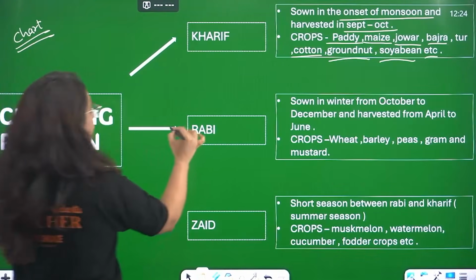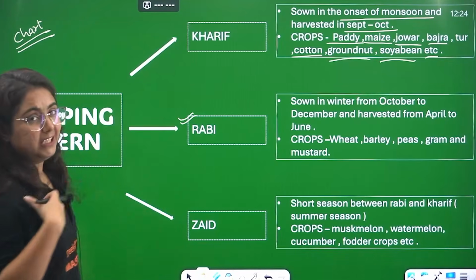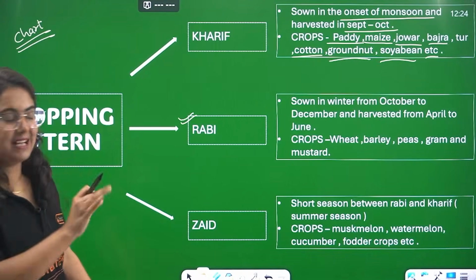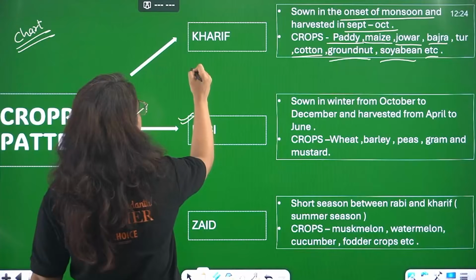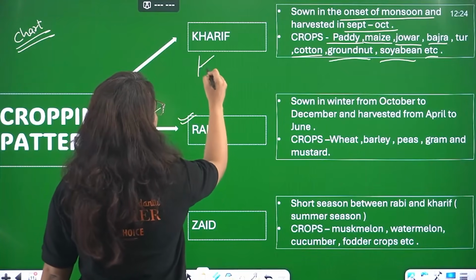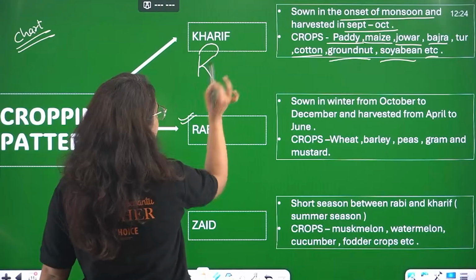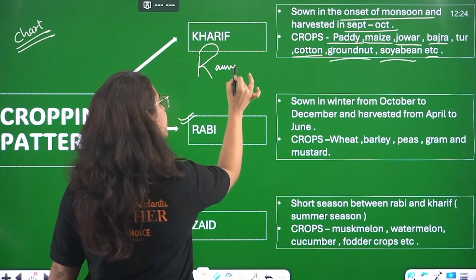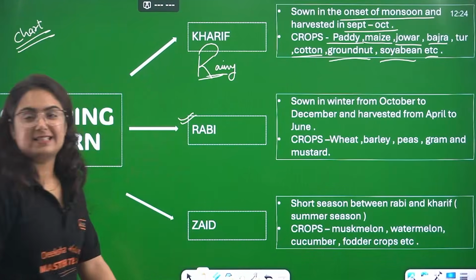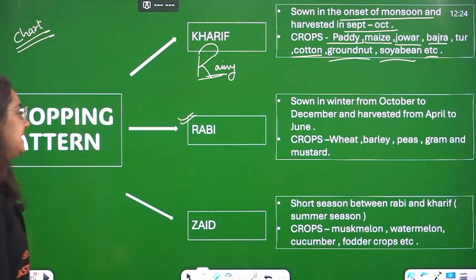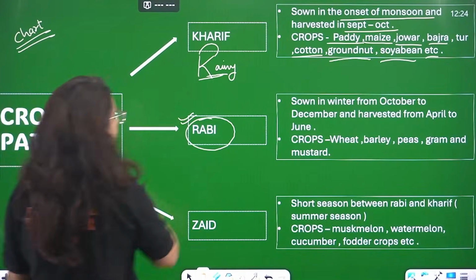Next is about the Rabi crop. By the way, let me tell you how I remember Kharif. Don't mix it up with Rabi. What I do is, K for Kharif, then add a line. And here it starts in the rainy season. It starts in what, beta? Rainy season. Chalo. Next, let's move to Rabi.